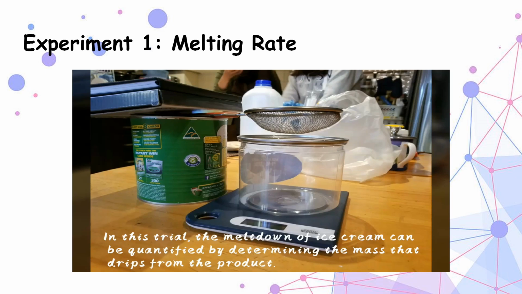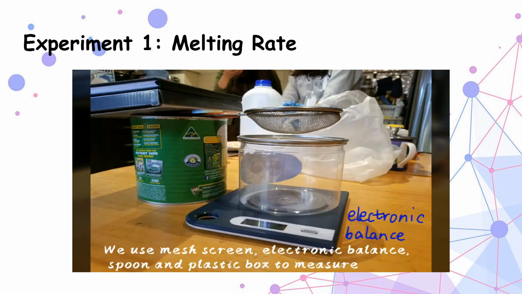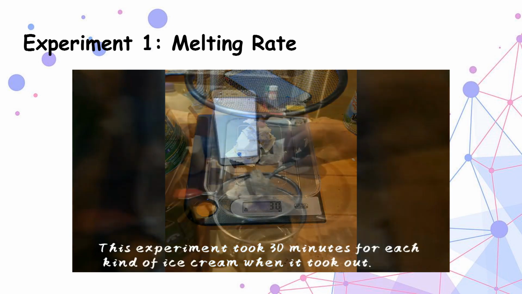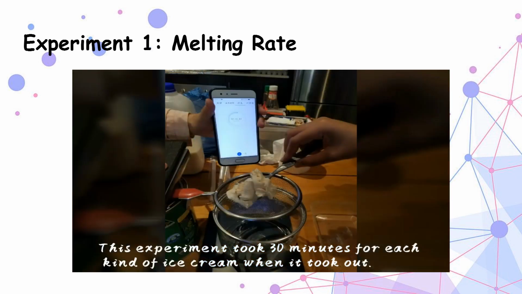In this trial, the meltdown of ice cream can be quantified by determining the mass dropped from the product. We use a matched screen electronic balance, spoon and plastic box to measure the weight of the melting part from 30 gram ice cream from 3 categories respectively. This experiment took 30 minutes for each kind of ice cream after it was taken out.